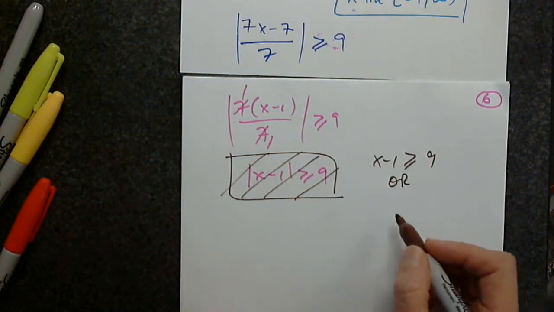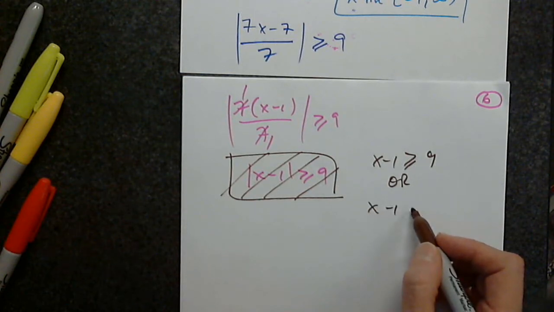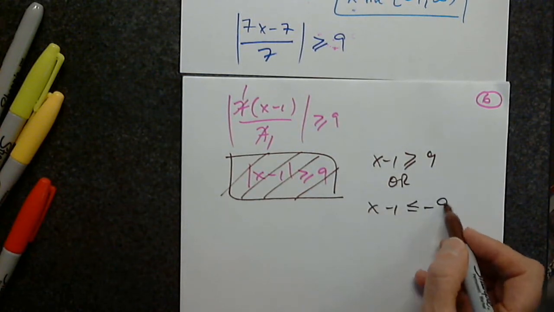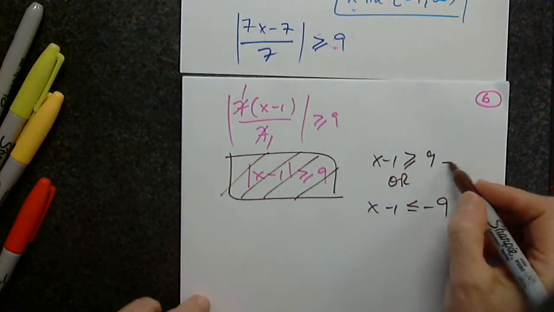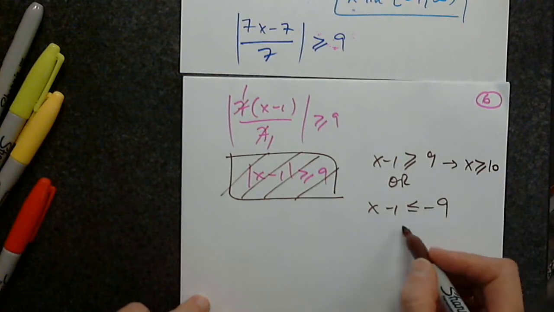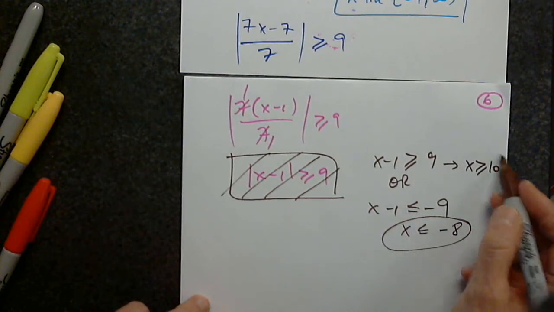Awesome. Or? Excellent. It's the outside. Great, Tiffany. Great job. It's the outside. Greater than 9 or less than negative 9. Excellent. So then the first one changes into greater than or equal to 10, and this one into less than or equal to negative 8.